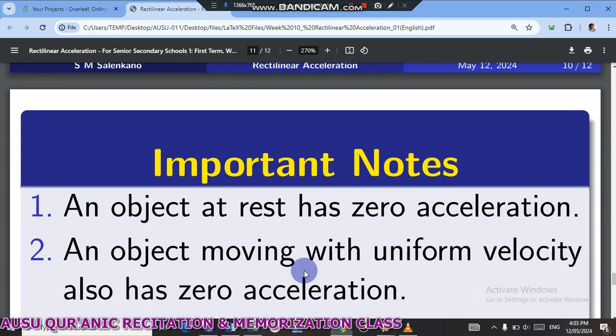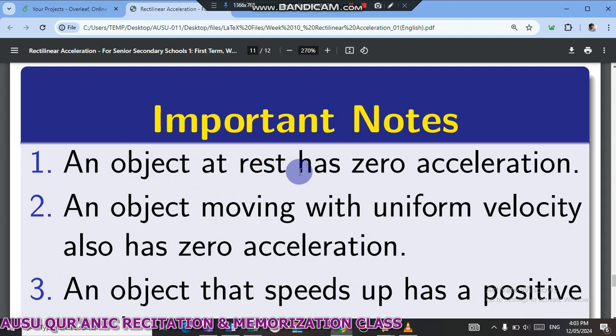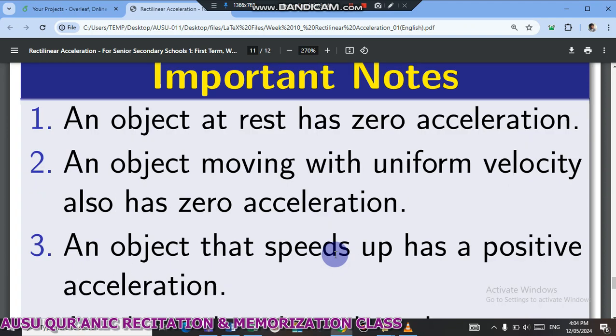Okay, we conclude our class today with these 4 important notes. First of all, an object at rest has 0 acceleration. Any object that is at rest, its velocity is 0, so its acceleration has to be 0. Point number 2, an object moving with a uniform velocity also has 0 acceleration, because the velocity is not changing. Your change in velocity is 0, and because of that the acceleration has to be 0.